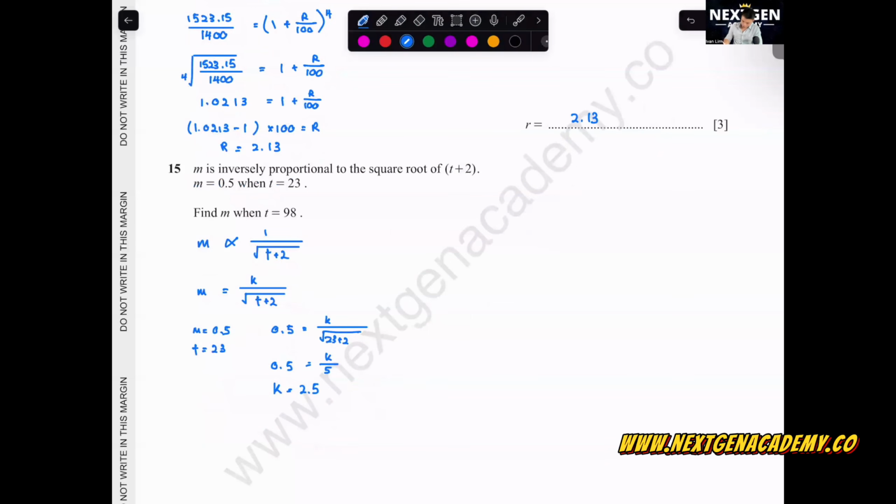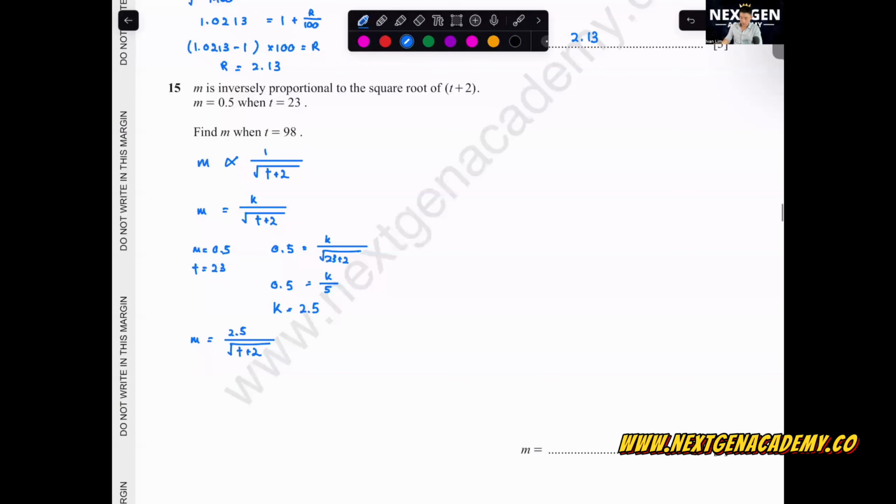So what's the equation? M equals 2.5 over square root of t plus 2. Then we do one more time. They will normally give you some sort of value, then you have to find the other value. So when t equals 98, M equals 2.5 over square root of 98 plus 2. This one, just type in the calculator. 2.5 divided by 10, which equals 0.25.